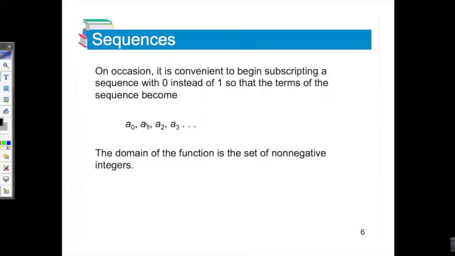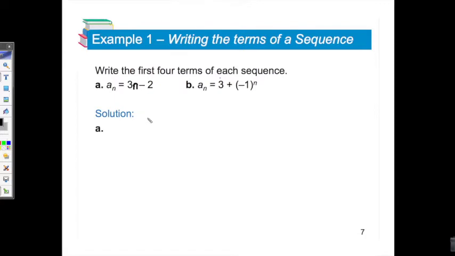Sometimes we'll start the sequence with a sub 0, only when indicated though. So in general, we'll start with a sub 1 as the first term, but sometimes it might indicate that a sub 0 should be your first term. Just be on the lookout for that.